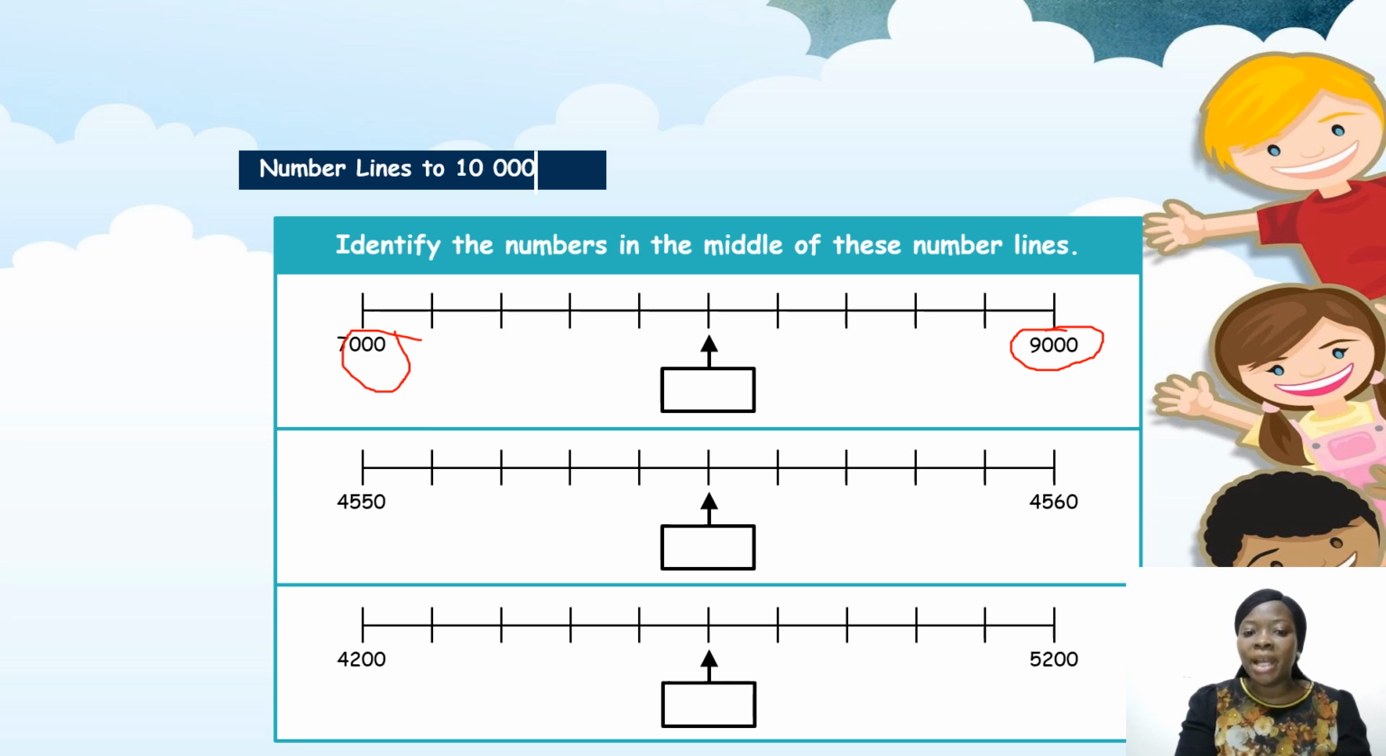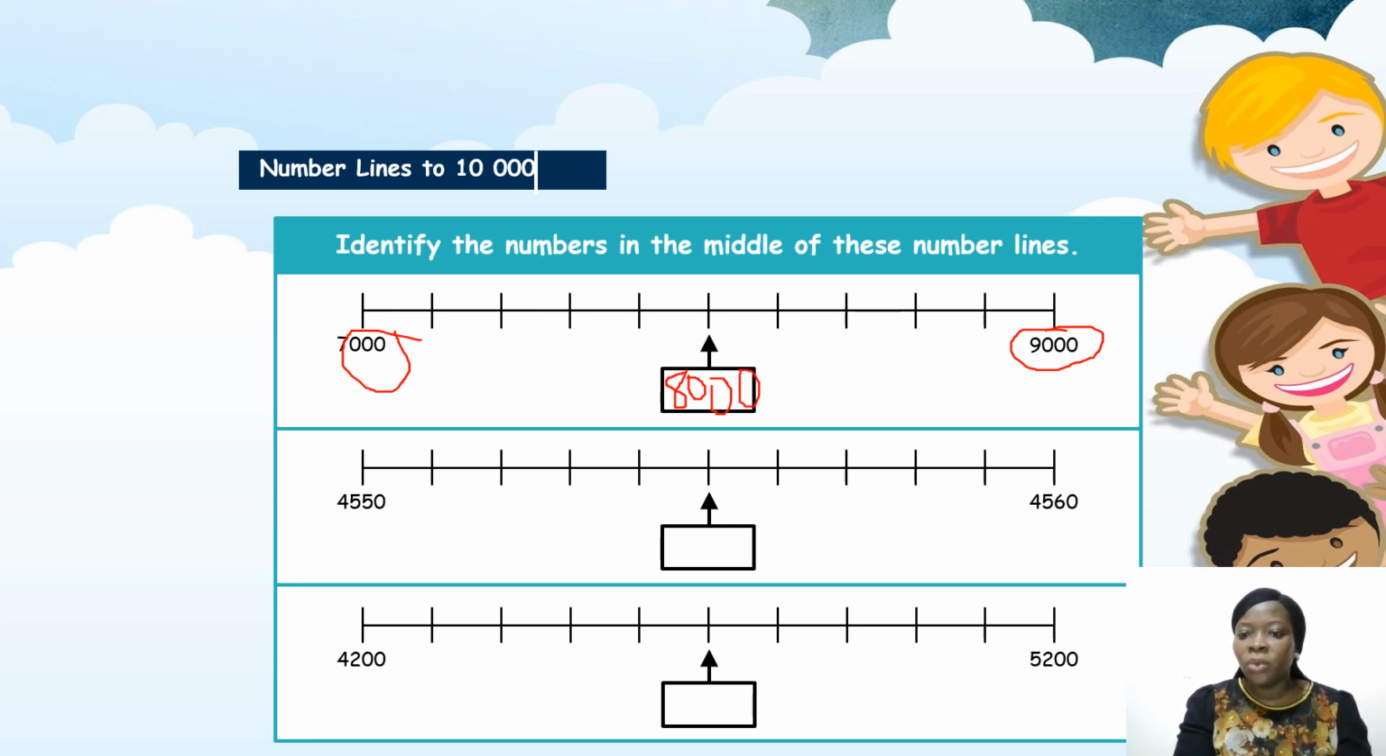Now what number is going to be in this middle box? Let's count together. 7,000, 7,200, 7,400, 7,600, 7,800, and 8,000. Well done. So the number here is going to be 8,000. Now let's check the second one.